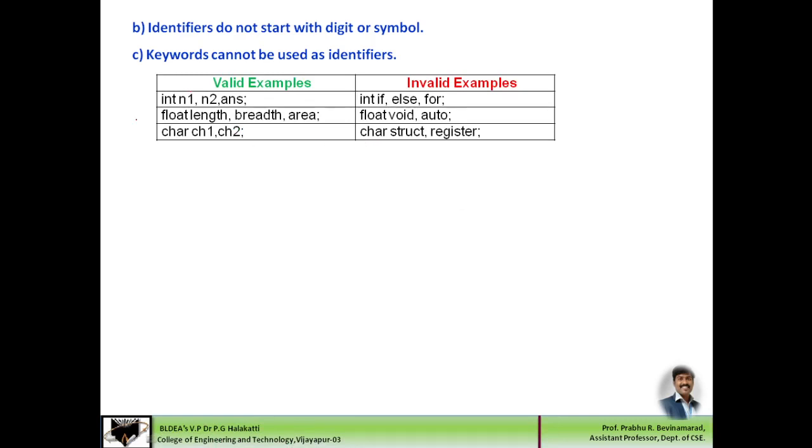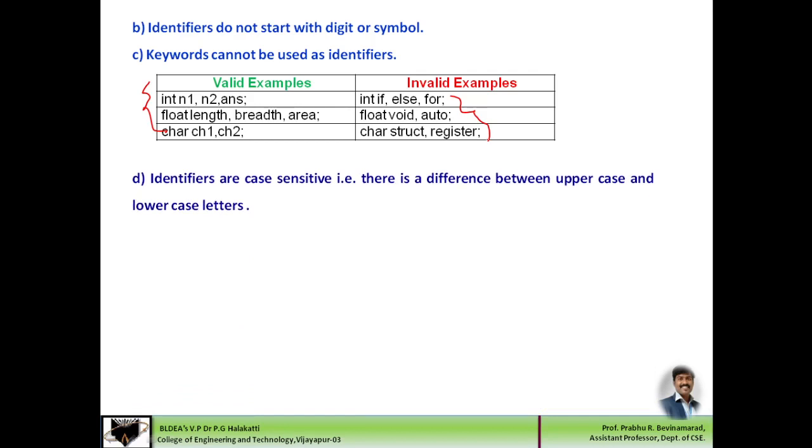So let us take a few examples. Here all these identifier names are valid, because every identifier has started with a character, right? And here we have used an identifier name as a keyword. Therefore all these identifier names are invalid.